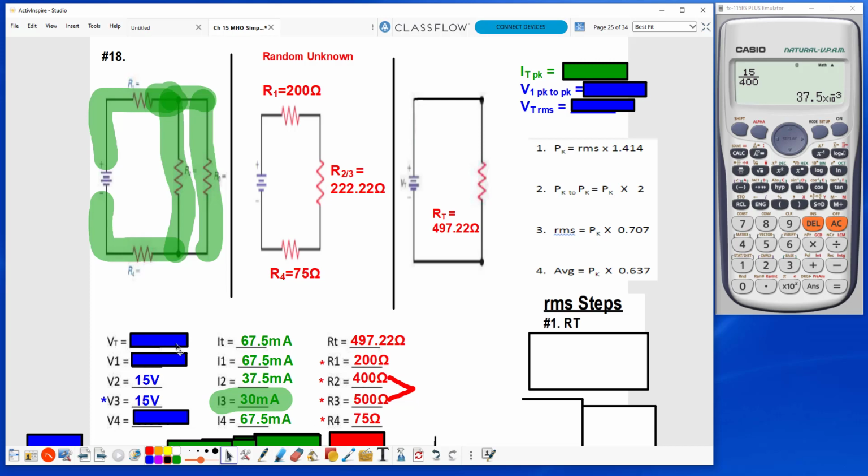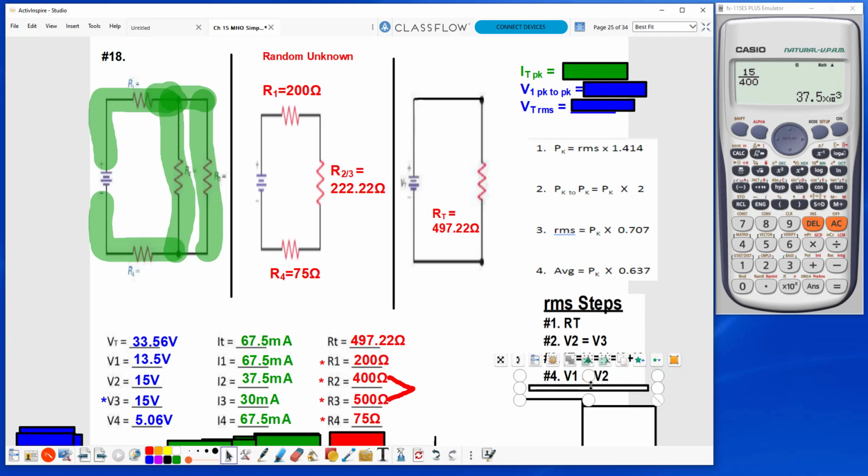Alright, now I can use Ohm's law to find for VT, IT times RT. For V1, I1 times R1. And for V4, I4 times R4. Now I just have to find any AC values I was asking for. So I've found all my RMS values here through all of those steps. Now I'll just apply whatever formula is appropriate to find the answer looked for up here.